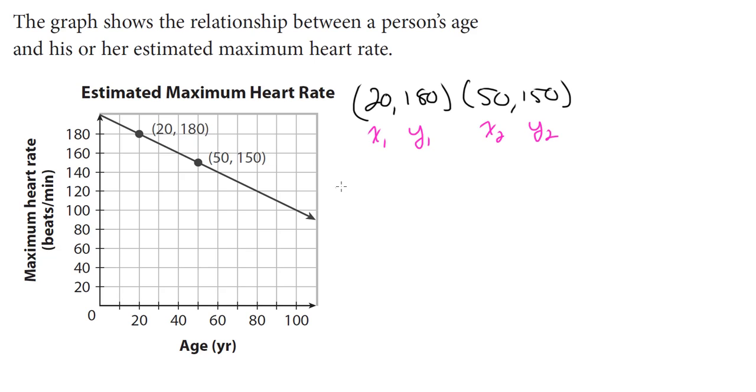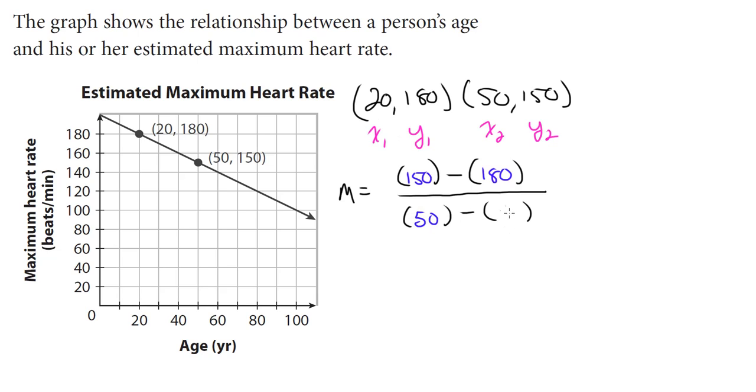Then I'm going to set up my slope formula. So m equals y2 minus y1 over x2 minus x1, and plug in these numbers. So my y2 value is 150 minus my y1 value is 180, and x2 is 50 minus x1 is 20, and 150 minus 180, that's negative 30, and 50 minus 20, that's positive 30. So this slope is negative 1.